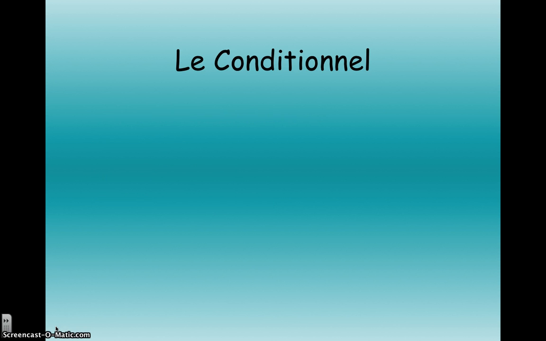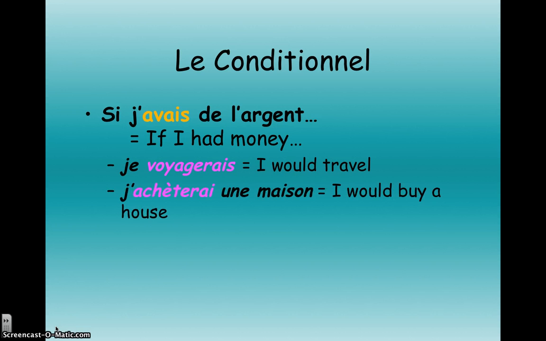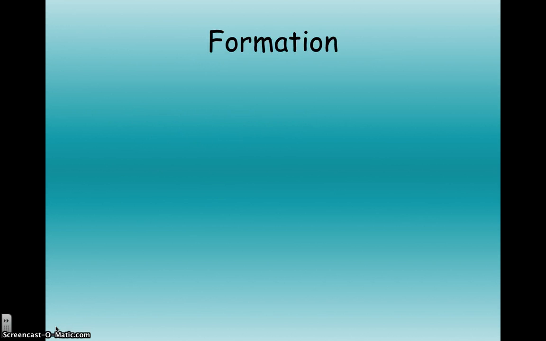Voilà deux exemples. Si j'avais de l'argent, if I had money, what would you do? Je voyagerais. I would travel. There's an example of the conditional. J'achèterais une maison. I would buy a house. Voilà deux exemples. Premièrement, comment est-ce qu'on crée le conditionnel? Comment est-ce qu'on fait le conditionnel?